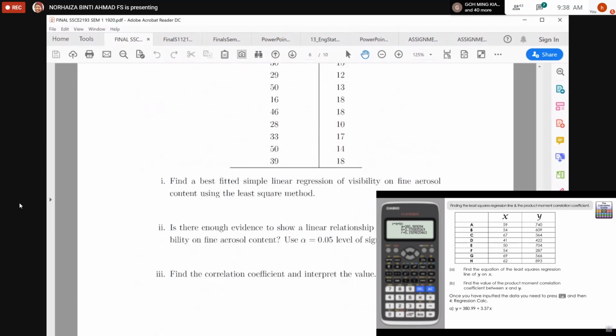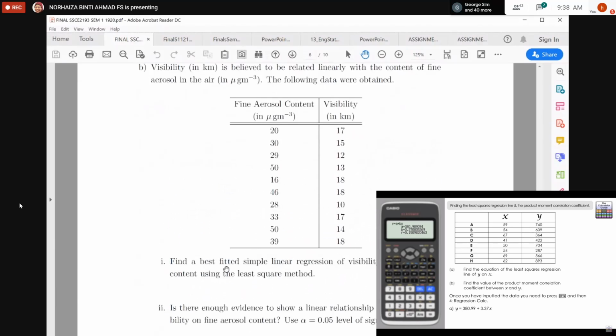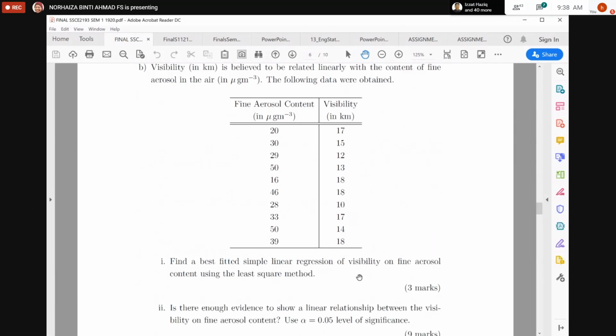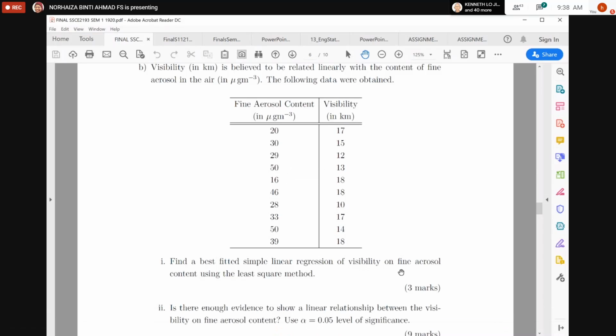You see, there are many answers. So if you want to score on these last chapters of questions, here again the question is asking a similar thing but worded differently: best fitted simple regression of visibility on final aerosol. So regression of visibility is another way of saying it: regression of the Y, the response, on X. Okay.